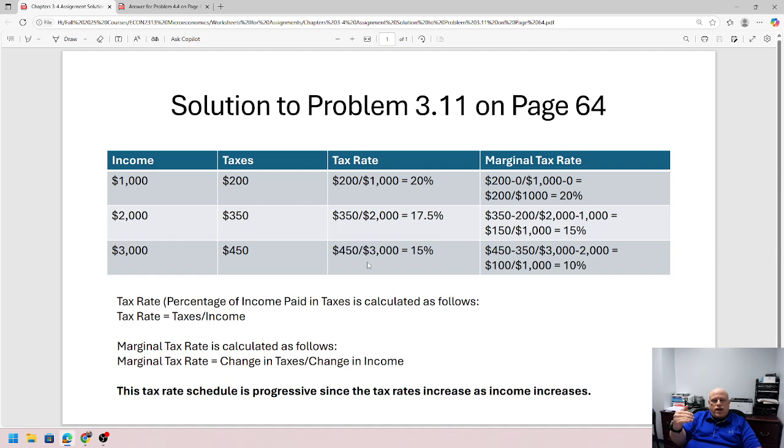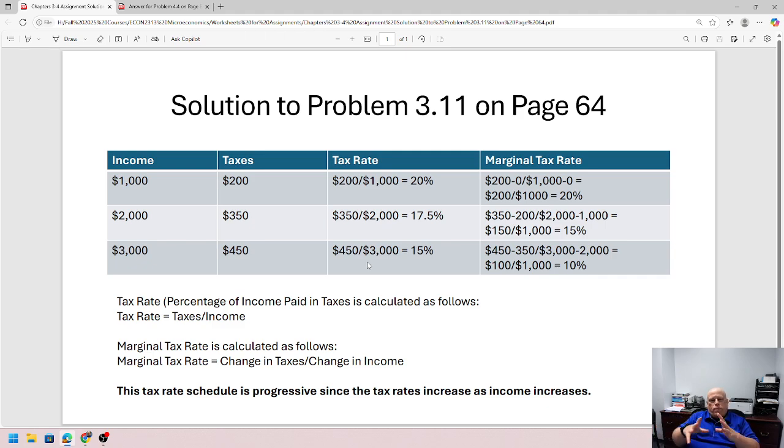If the tax rates went up as we increased in income, that would be a progressive tax. If the tax rates were all the same, that would be proportional or a flat tax, okay? Now, another thing it wanted you to do on this particular problem was calculate the marginal tax rate.